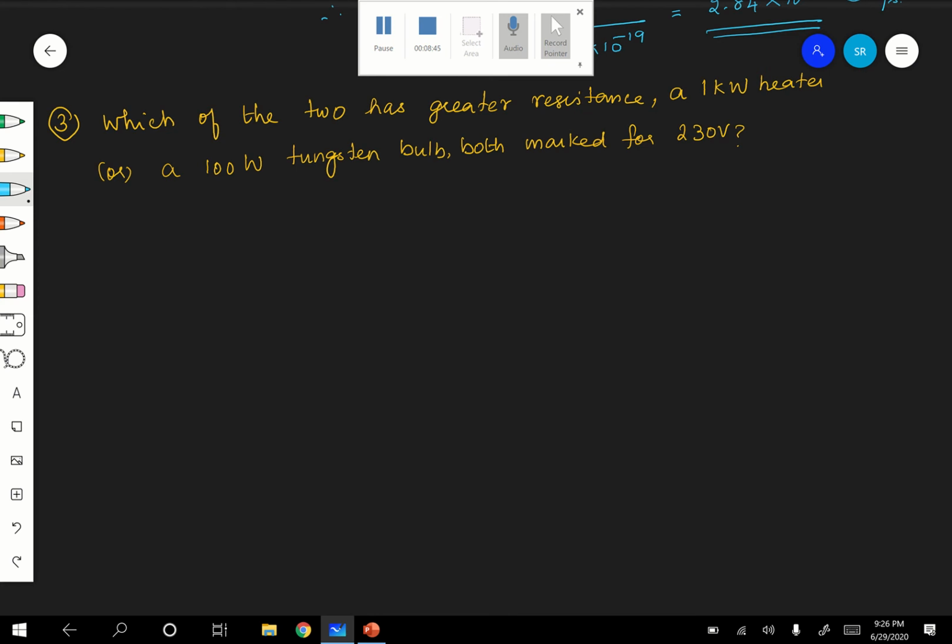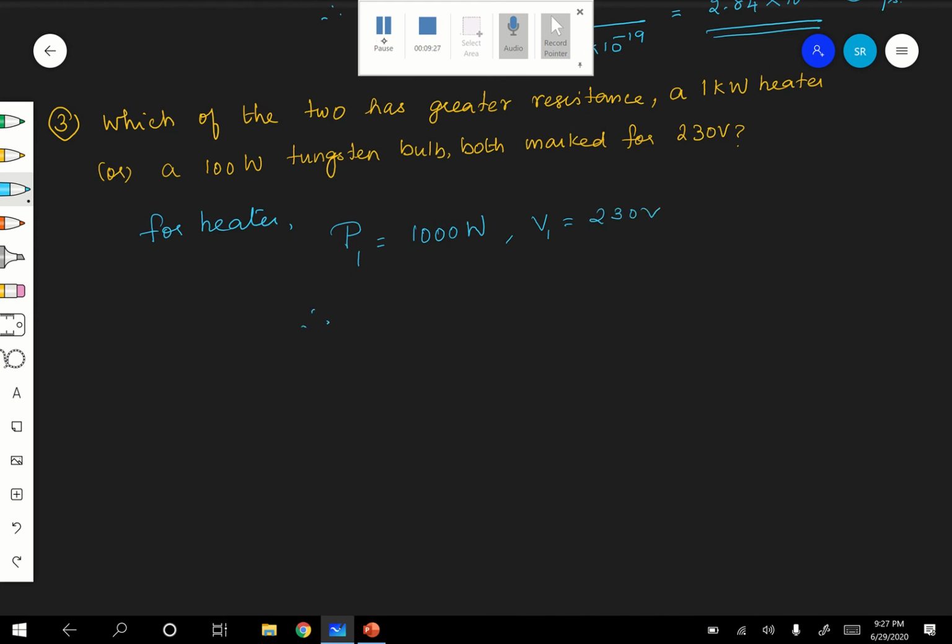First, for the heater, P1 is equal to 1000 watt, because 1 kilowatt is 1000 watt. And what is V here? V1, V2 both are marked as 230 volt. Therefore V1 is equal to 230 volt.